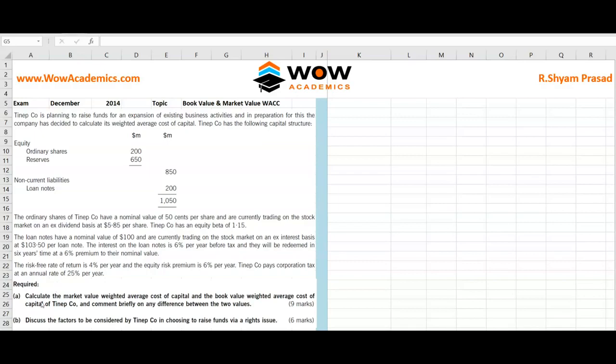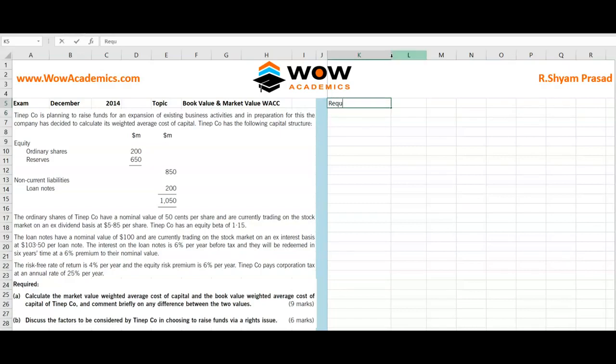The requirement is to calculate the market value weighted average cost of capital and the book value weighted average cost of capital of TCO and comment briefly on any difference between the two values. So we have to find out the book value WACC and the market value WACC. The easiest to find is the book value, so we'll start from the book value, because once we find it, it's much easier to find out other values.